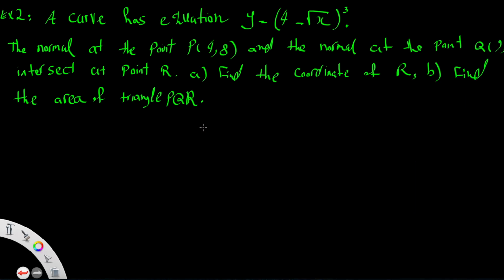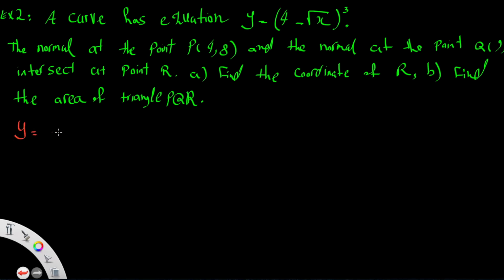Example 2. A curve has equation y is equal to 4 minus root x to the power of 3. The normal at the point P, 4 and 8, and the normal at the point Q with coordinates 9 and 1 intersect at point R. Find the coordinates of R. Part B, find the area of triangle PQR. First, it is talking about the normal. In order to find the equation of the normal, we need to have first the gradient of the tangent, which is obtained by differentiating the original expression.